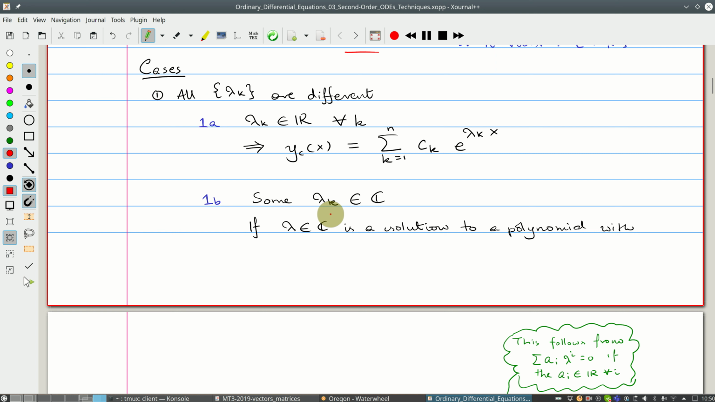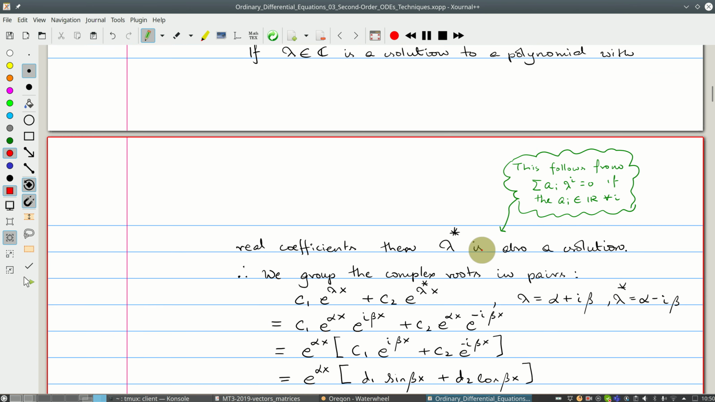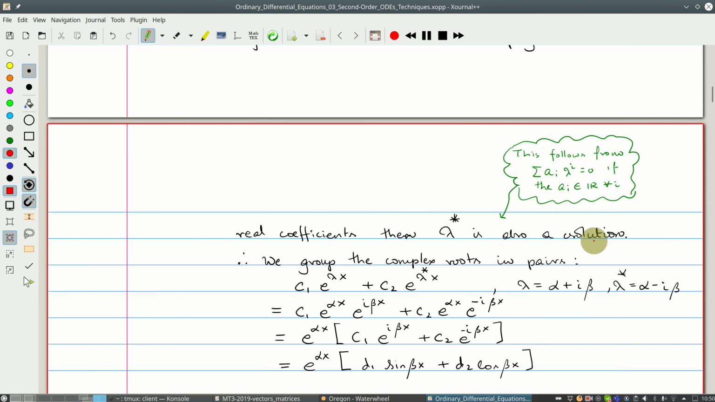Now, if some of these lambda_k are complex, for example if lambda, a complex number, is a solution to the polynomial with real coefficients, then we all know that lambda star is also a solution. It just follows from the polynomial. The polynomial is given by the sum over a_i lambda to the i equal to 0. The a_i are real. If a_i are real, then you can show, and I'd like you to try it, that if lambda is a solution, then so is lambda star. So we can group these complex roots in pairs: C1 times e to the lambda x plus C2 times e to the lambda star x.